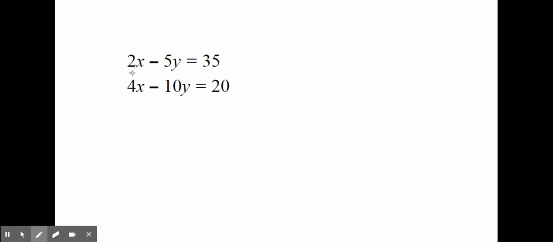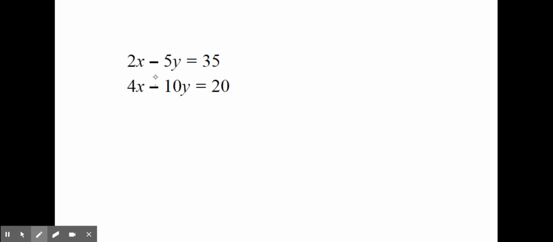Next system, 2x minus 5y equals 35, and 4x minus 10y equals 20. So I look at this and I can multiply 2 by 2 to get 4. I can multiply 5 by 2 to get 10. So I'm going to choose 2 either way, but let me show you a little trick here. You know I like to add.